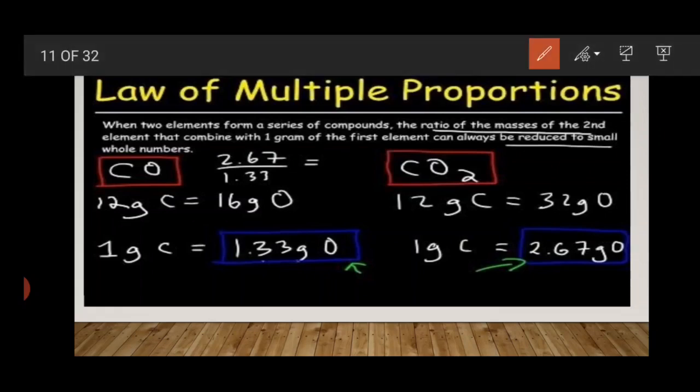Now we will discuss the law of multiple proportion. When two elements form a series of compounds, then the ratio of the masses of the second element that combine with 1 gram of the first element can always be reduced to a smallest whole number ratio. Let's understand with an example. We normally know that whenever carbon combines with oxygen, it will always give carbon dioxide.